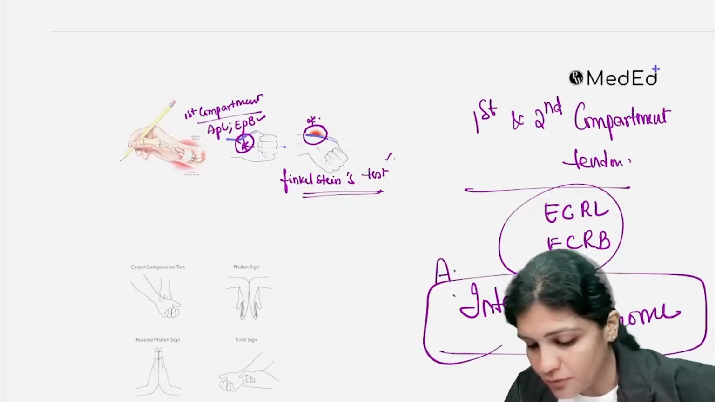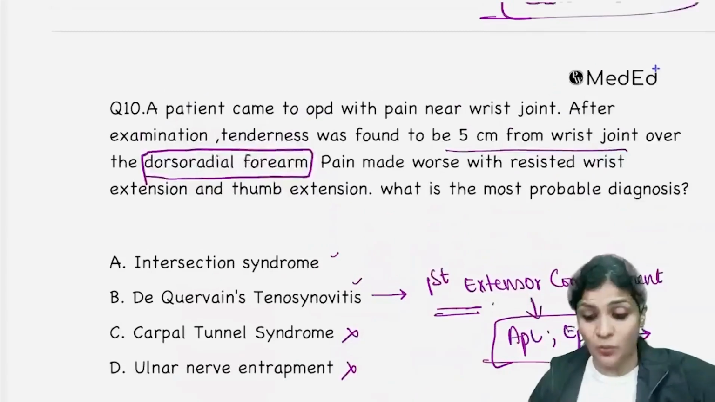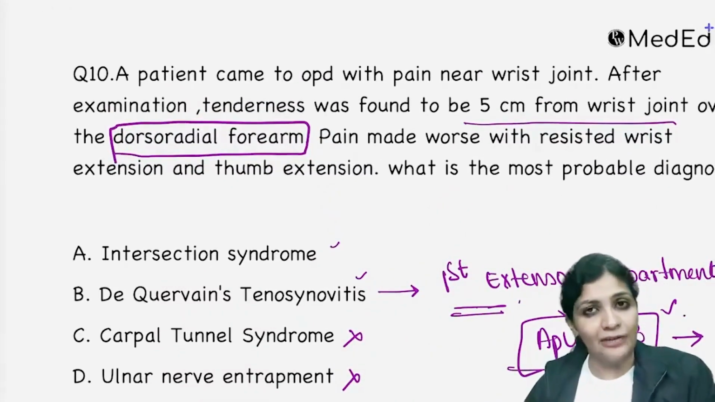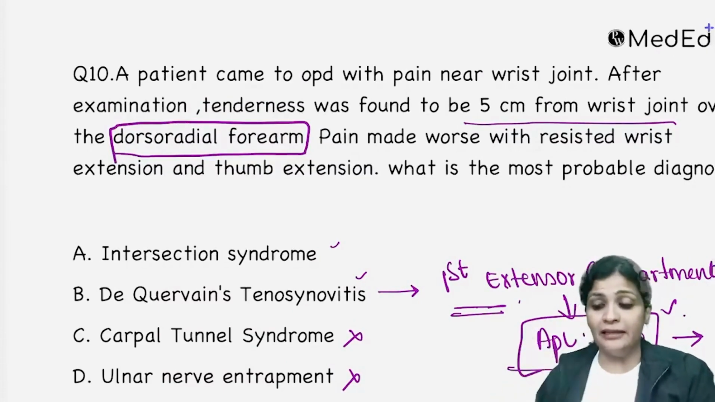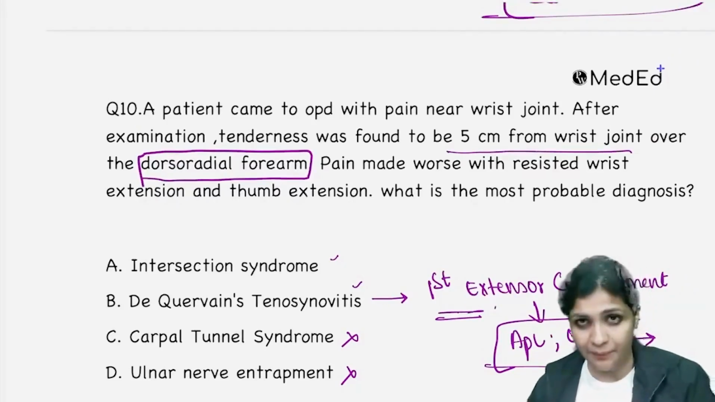This is how you have to be very careful in answering the question, right? You have to always think twice. You have to eliminate and then come to a conclusion. Whenever they say De Quervain's, it should be near the wrist, right? They have clearly mentioned that it is 5 centimeters away and in the dorsoradial forearm area, right?